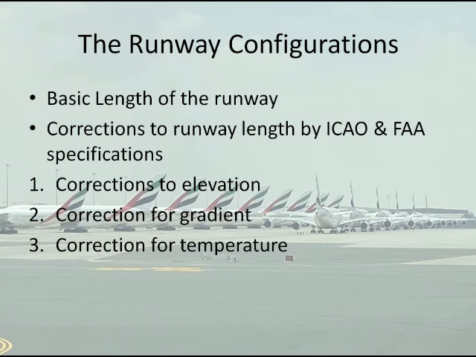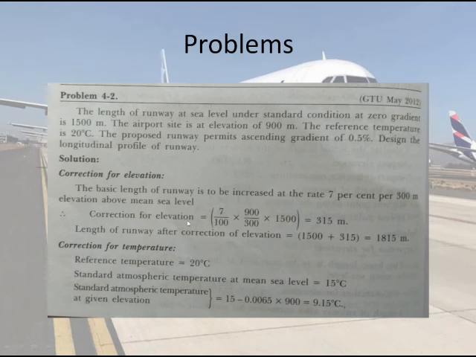Note, the ICAO recommends that if the total corrections for elevation plus temperature exceeds 35% of the basic runway length, specific studies at the site by model tests should be carried out before finally adopting the runway length. If the correction exceeds 35%, some basic tests have to be conducted at the site. This is what the corrections refer to. Let us directly move on to the problems.